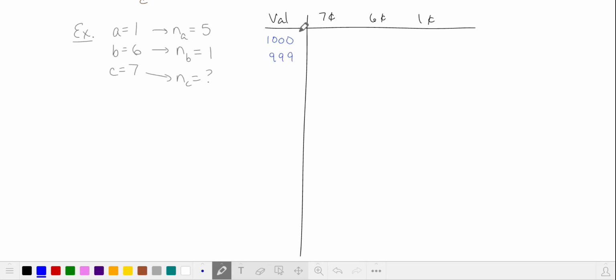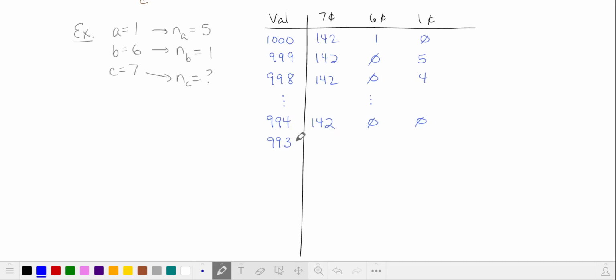To have enough postage worth 1,000 cents, we need an even 142 7-cent stamps and 1 6-cent stamp. For 999 cents, we're still going to have 142, but now we'll take 5 1-cent stamps and no 6-cent stamps. And we'll continue this down. 1 less cent means now we're down to 4 1-cent stamps until we get an even multiple of 7. Now we just need 142 7-cent stamps and nothing else.